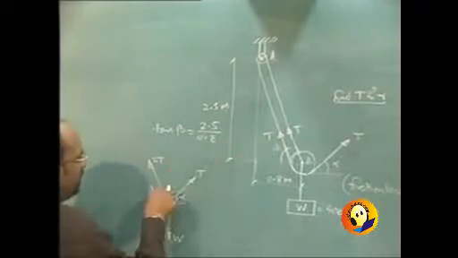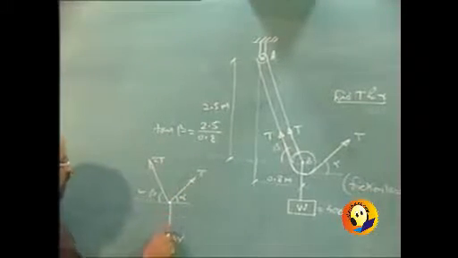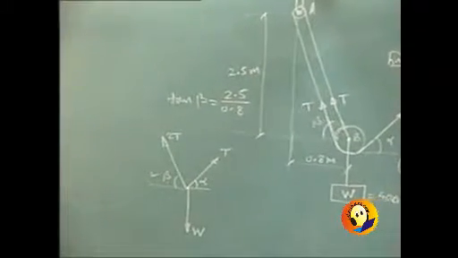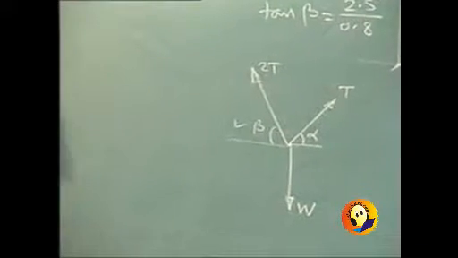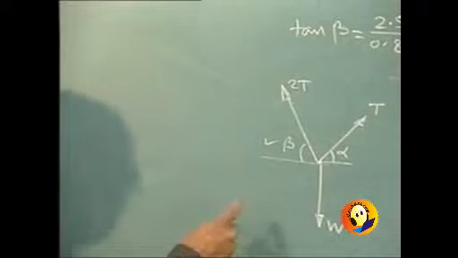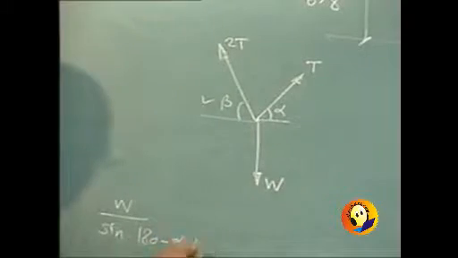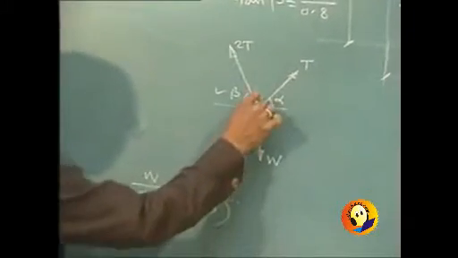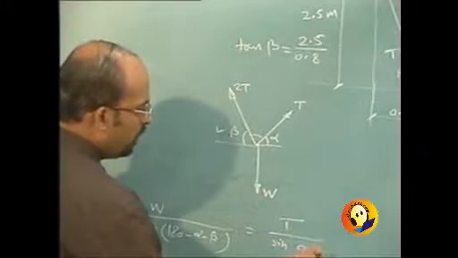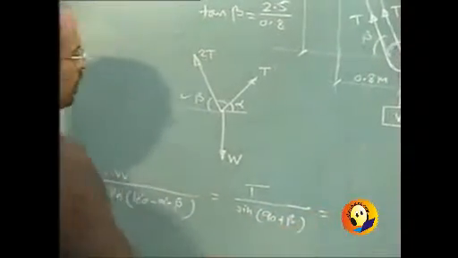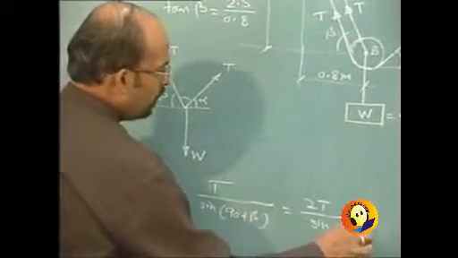So these T and T, these are two T, this is T, alpha. Beta is known to us, alpha is unknown, W is known to us, and T is unknown. And so the equation can be written using Lami's. We still have only two unknowns, T and alpha. So it is W upon sine of 180 minus alpha minus beta, this angle, equal to T upon sine of 90 plus beta, which is equal to 2T upon sine of 90 plus alpha.